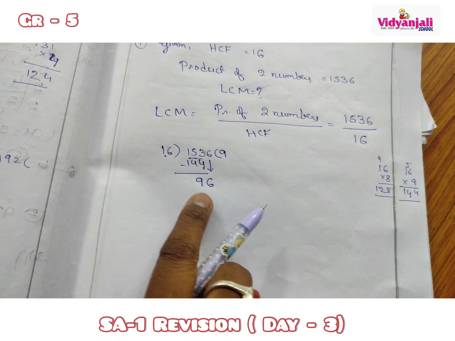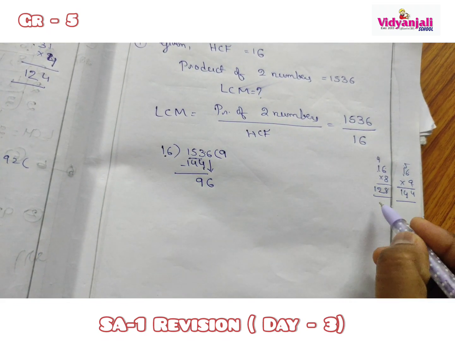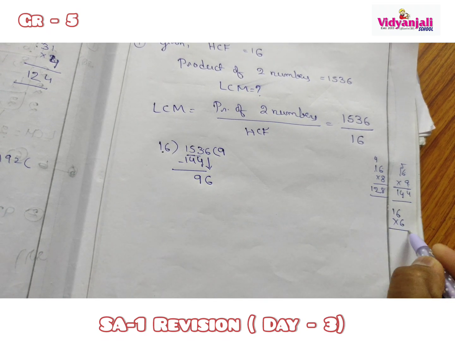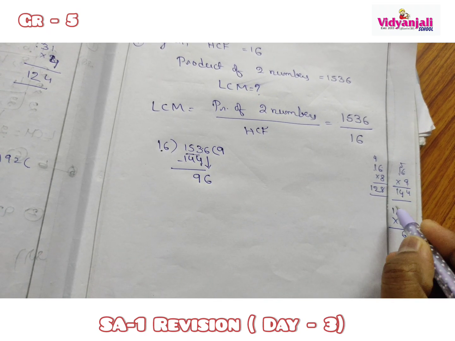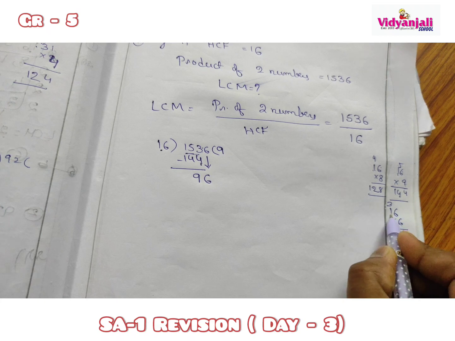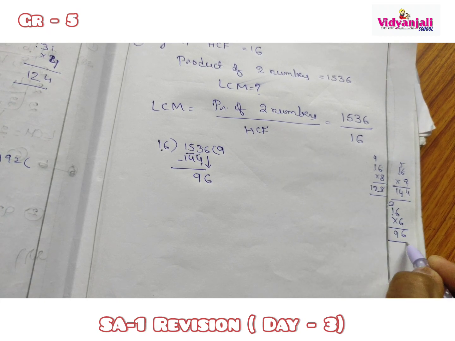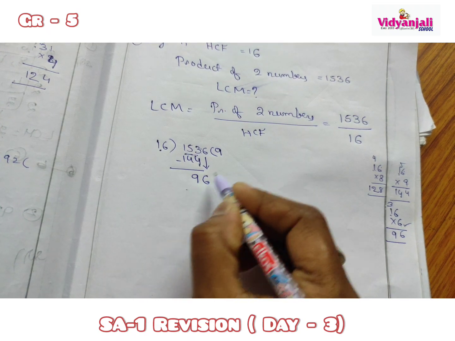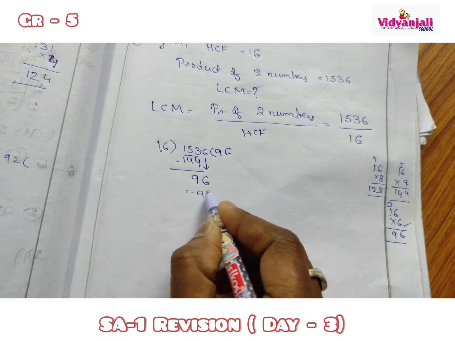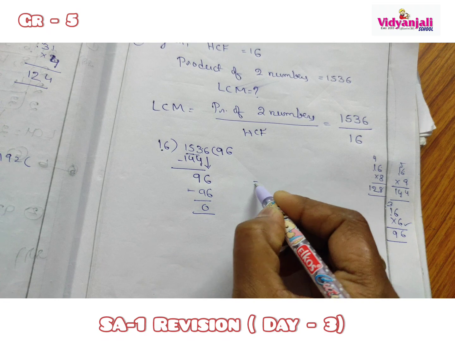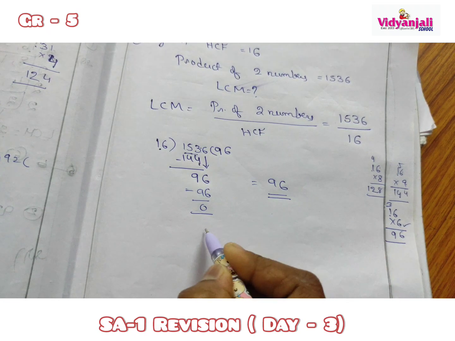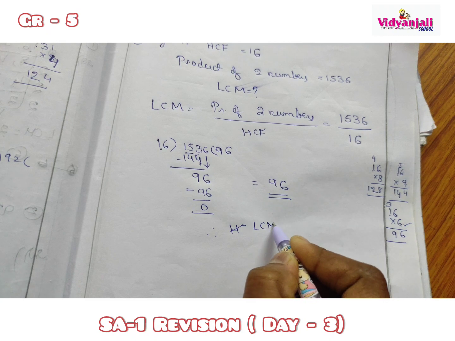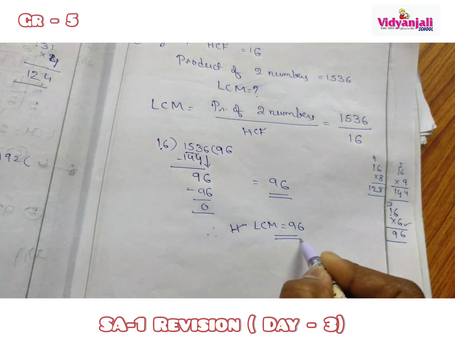Now in 16 table, how many times will be 96? Let's check. In 16 table, let's check 6 times. 6 6s are 36, 3 carry, 6 1s are 6 plus 3, 9. So in 16 table, exactly 6 times is 96. So what is the answer? 96. Therefore the LCM is 96. Next question.